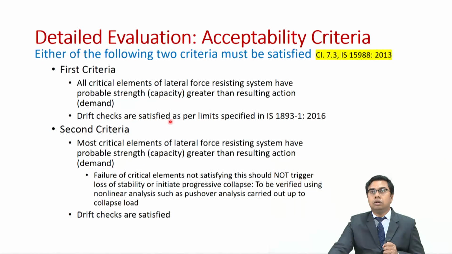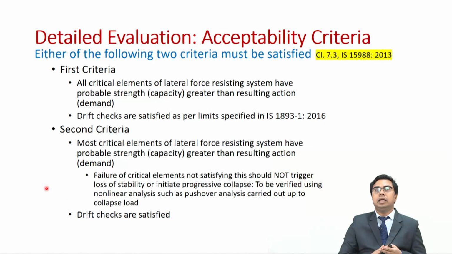The drift checks are also satisfied as per limits specified in IS 1893 part 1 2016, or if all of the critical elements are not satisfying this, but most of them are satisfying, and the failure of critical elements not satisfying this are not triggering any loss of stability or initiating progressive collapse, and the drift checks are satisfied, then in that case also we can accept the building, that is we can say that the building has satisfied the acceptability criteria.